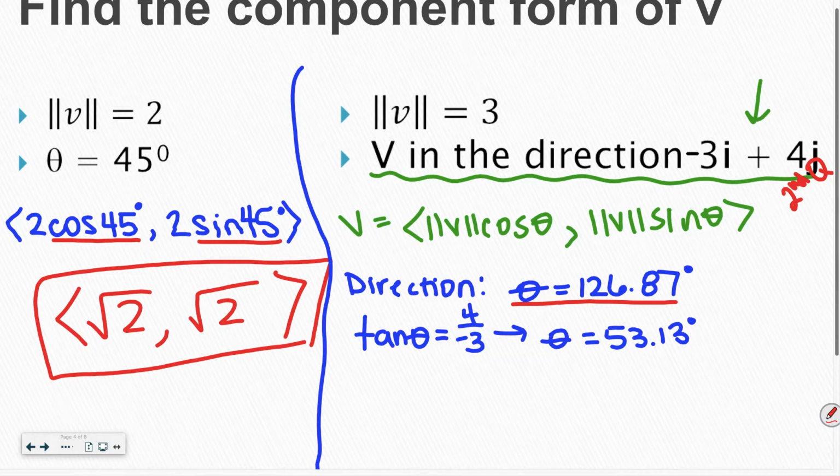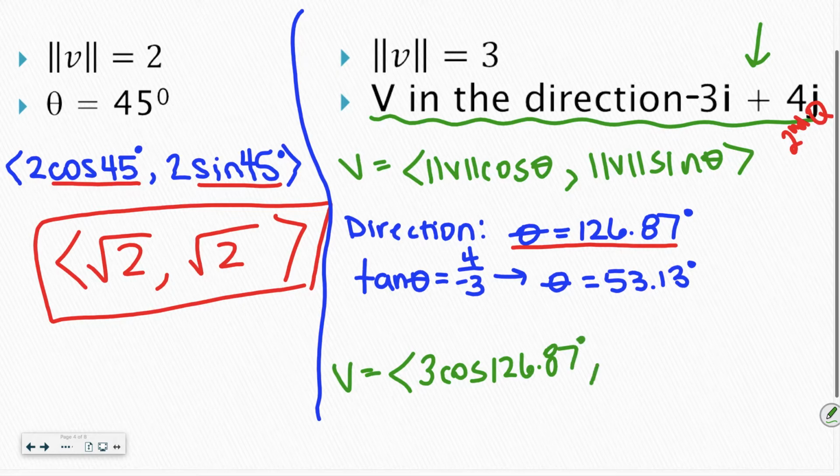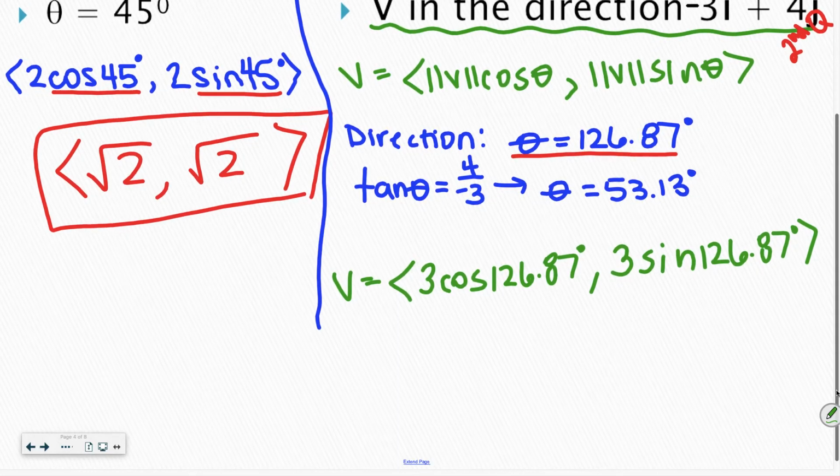All right. So now that we have our direction angle, we can say that vector v is the magnitude 3 times the cosine of our direction, and the vertical component would be 3 times the sine of that angle. Okay. So in your calculator now you have two calculations. You have 3 times the cosine of 126.87, figure out what that is, and then you have 3 times the sine of 126.87.